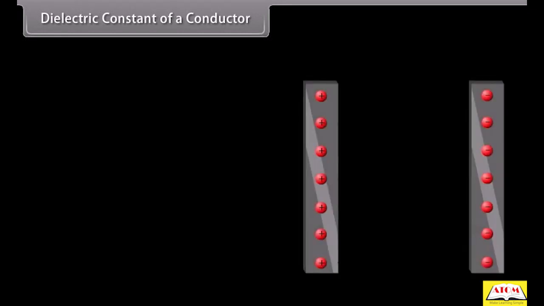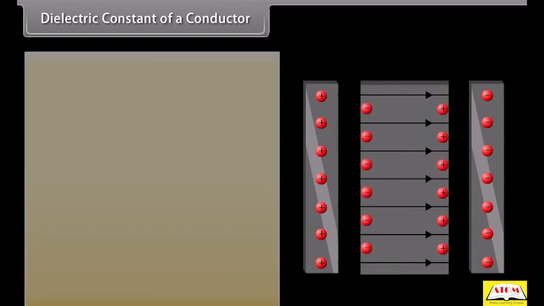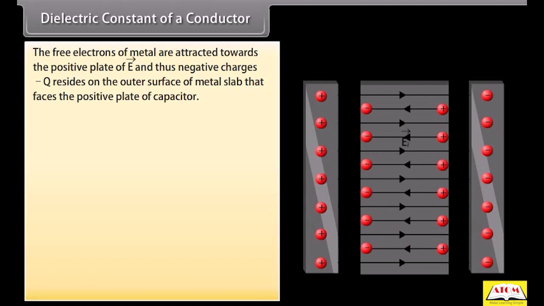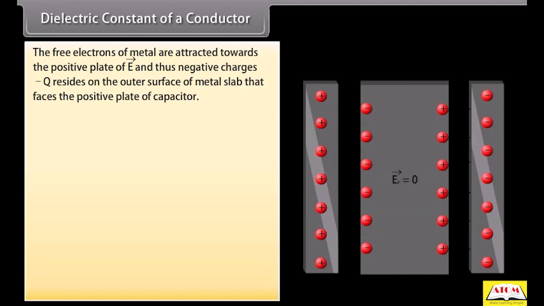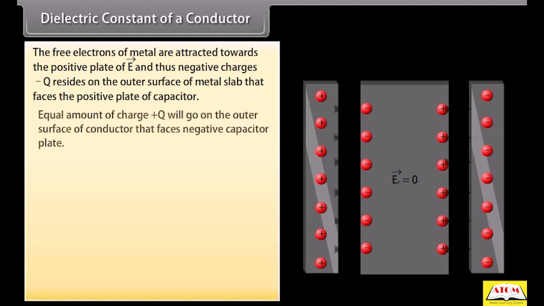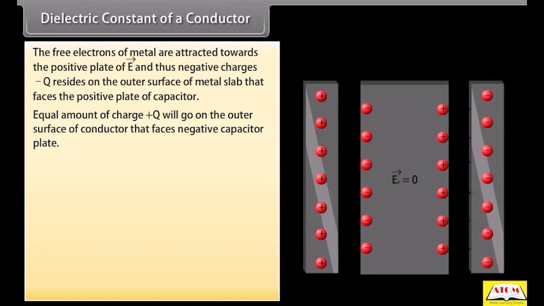Dielectric constant of the conductor. Let us consider an external uniform electric field E between two charged capacitor plates. Now a conducting slab is introduced in the field. The free electrons of the metal are attracted towards the positive plate, and thus negative charge minus Q resides on the outer surface of the metal slab that faces the positive plate of the capacitor. An equal amount of charge plus Q will go on the outer surface of the conductor that faces the negative capacitor plate.